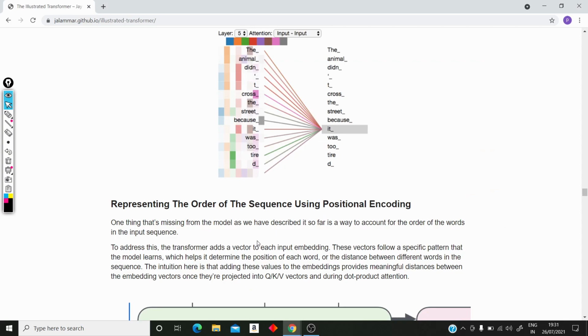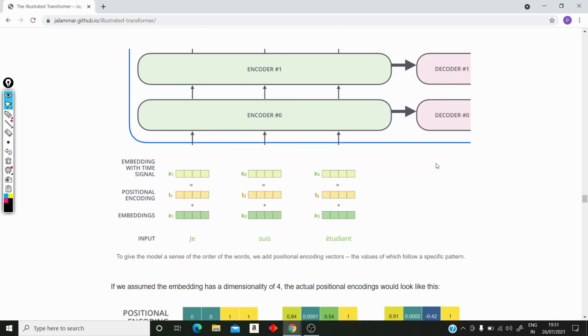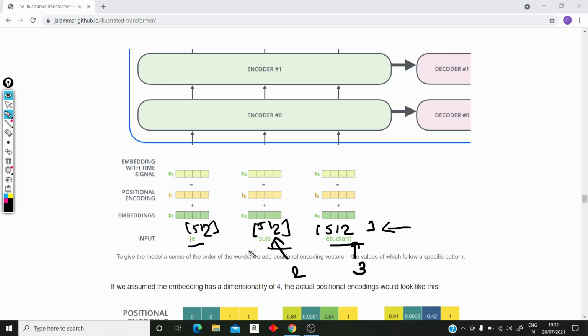It's also very easy: representing the order of the sequence using positional encoding. What does it suggest? Let me try to cook up an example. Say this is "ye shuish yudiante". Here we don't know that "ye shuish" is the second word and "yudiante" is the third word, because at the end we are giving input as 512 dimensions. But it will be better if we can say that "ye" is the first word, this is the second word, this is the third word, something like that.